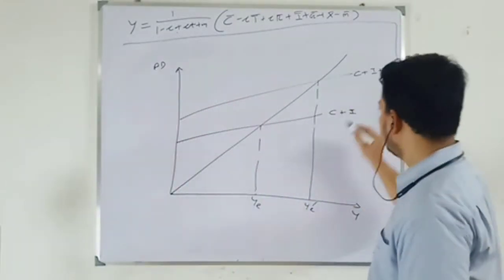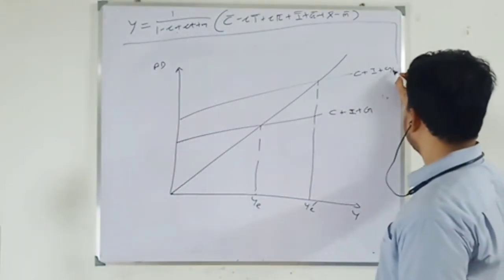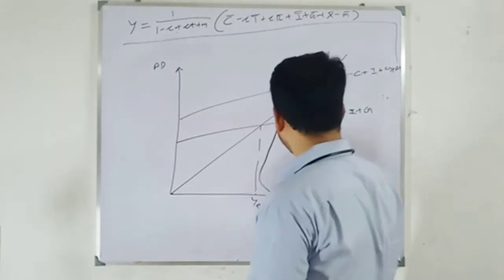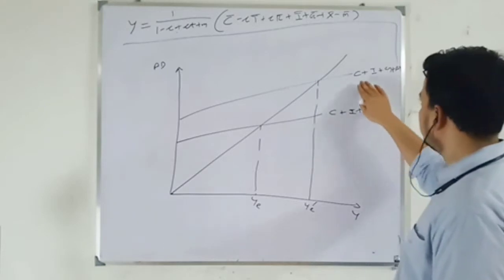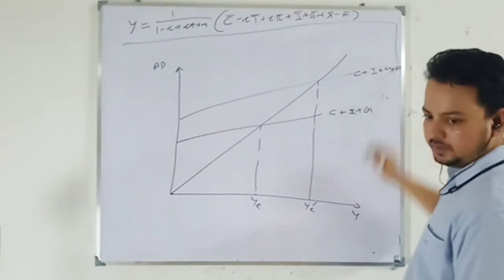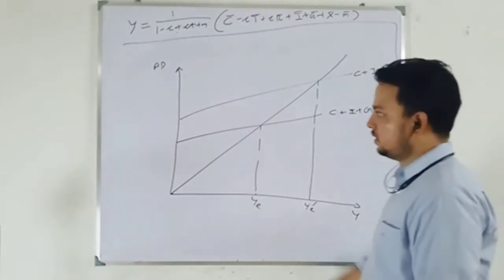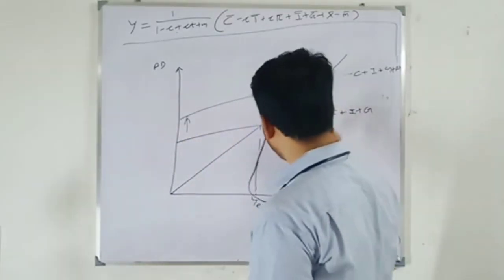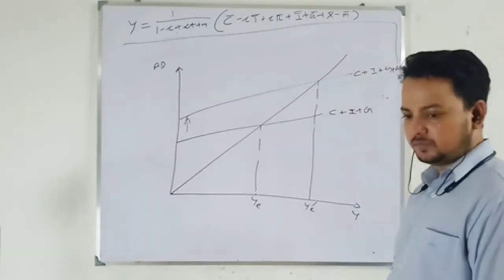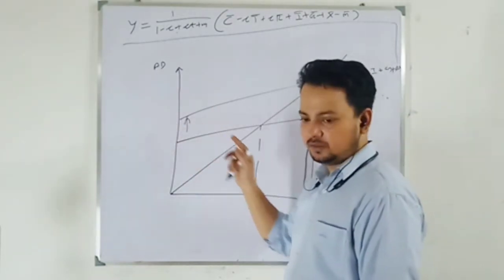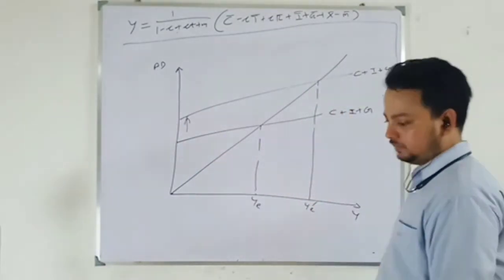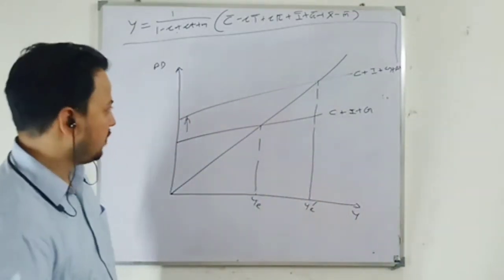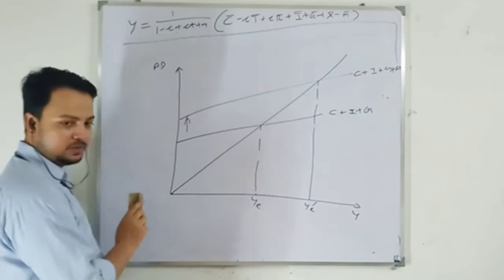You can add G here, then you can add change in G here, whatever you want to do. So this is C plus I plus G, and this is C plus I plus G plus delta G. That means government expenditure increases, so your autonomous part will shift, and you will have a higher level of income. Remember that we have done delta I, so you just have to add delta G. Next, it is about tax.